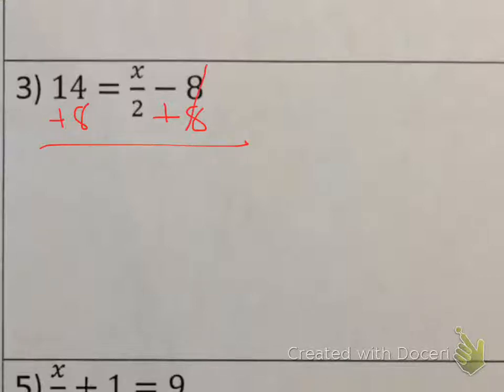I did it over here to cancel it. Negative 8 plus 8 is 0, so that's gone. Over here, 14 plus 8 is 22. So I have 22 equals x divided by 2.